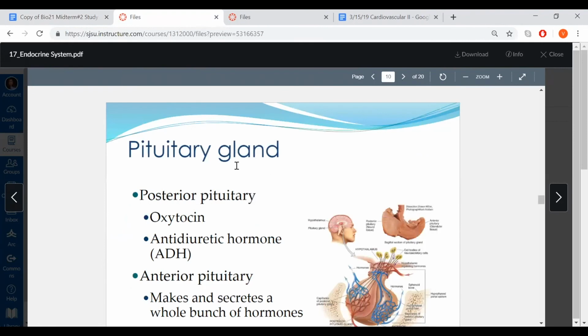Okay, so what disrupts the endocrine system?